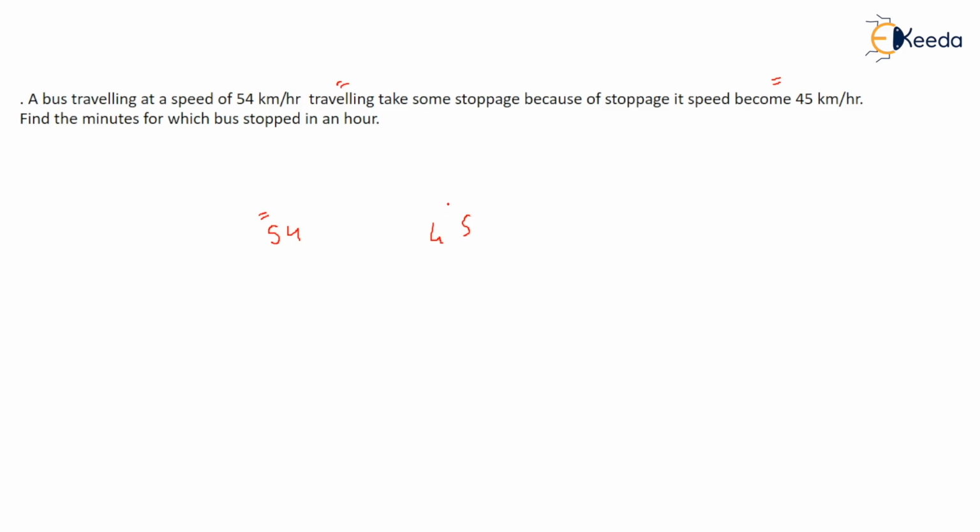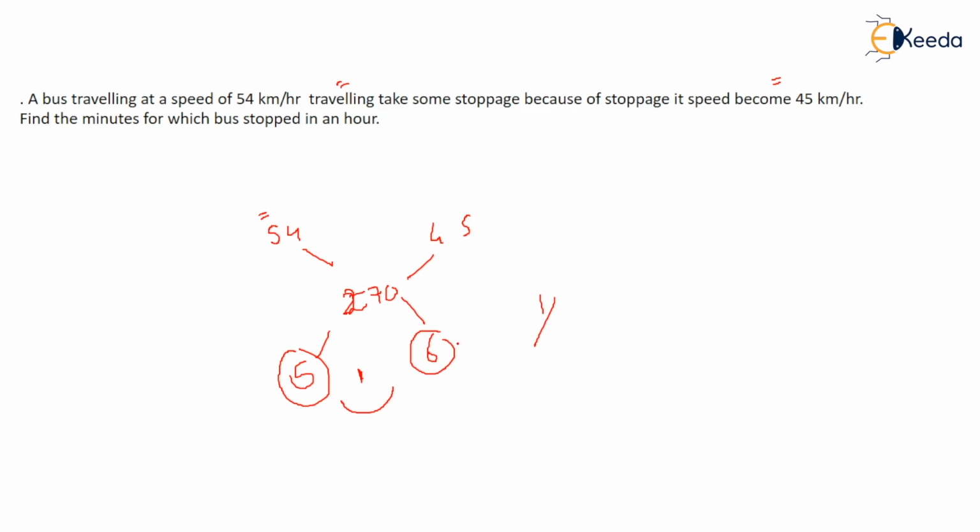So what you can do is think of a number which can be divided by 54 as well as 45. The number that comes to mind is 270, which can be divided by both. That means this distance can be covered in 5 hours at one speed, and this distance can be covered in 6 hours at the other, right? So 270 kilometers is the distance that they need to travel. Without stoppage they will cover this distance in 5 hours, and because of stoppage they cover this distance in 6 hours. So how much is the difference? 1 unit is the difference.